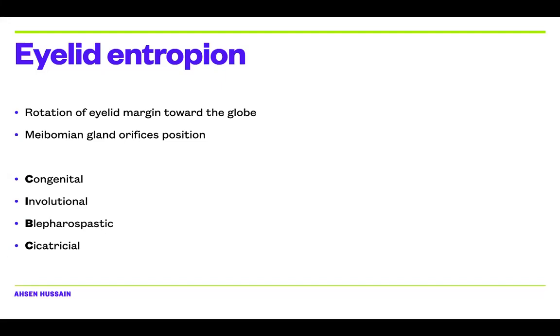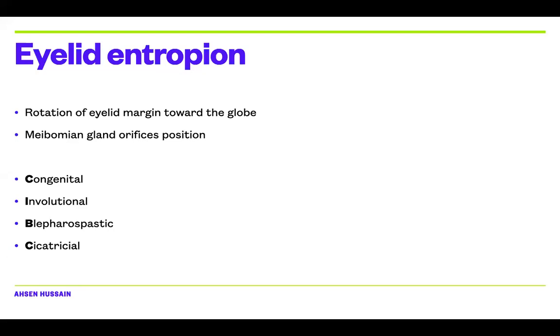Well, by definition, this is a rotation of the eyelid margin toward the globe. And I myself use the meibomian gland orifice's position as a guide as to whether a patient has a lid entropion or ectropion, because it can be very subtle and in its very early stages. And what happens in these patients is because of the rolling in of the eyelid, the keratinized skin and eyelashes start to rub against the inferior cornea and bulbar conjunctiva, resulting in irritation. And usually these patients seek earlier help because of this irritation.